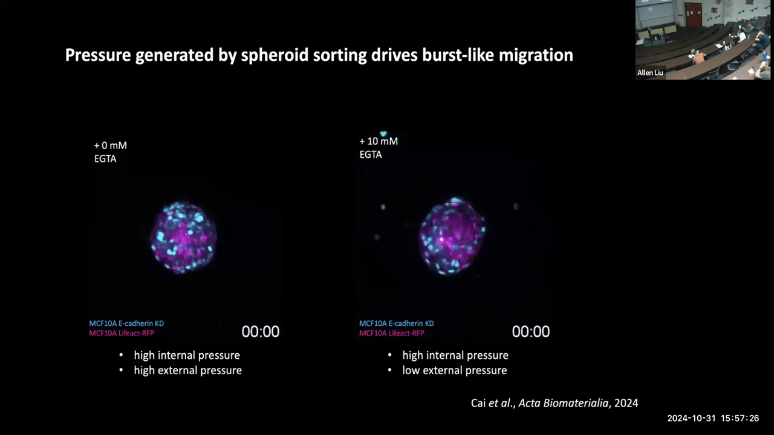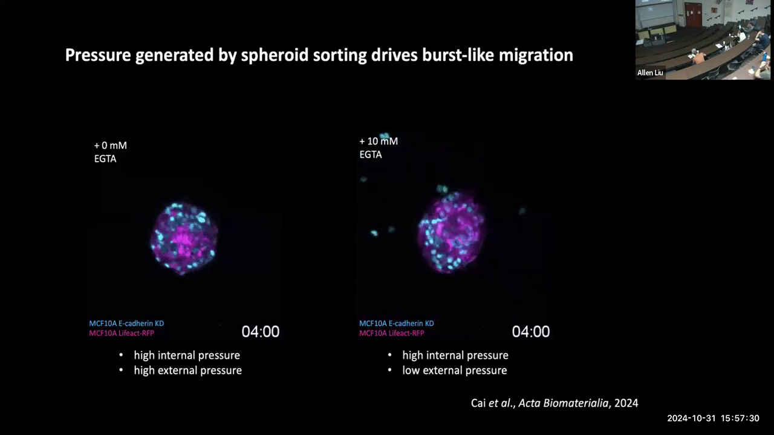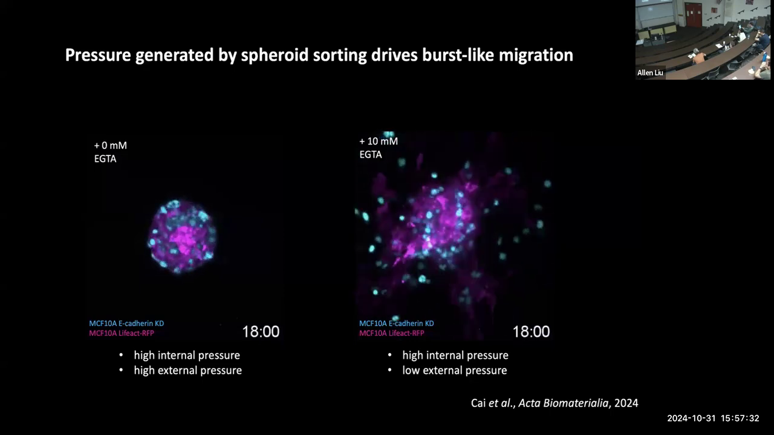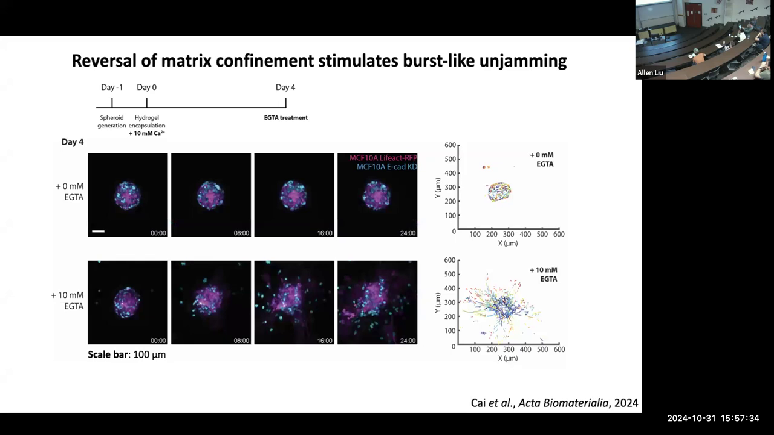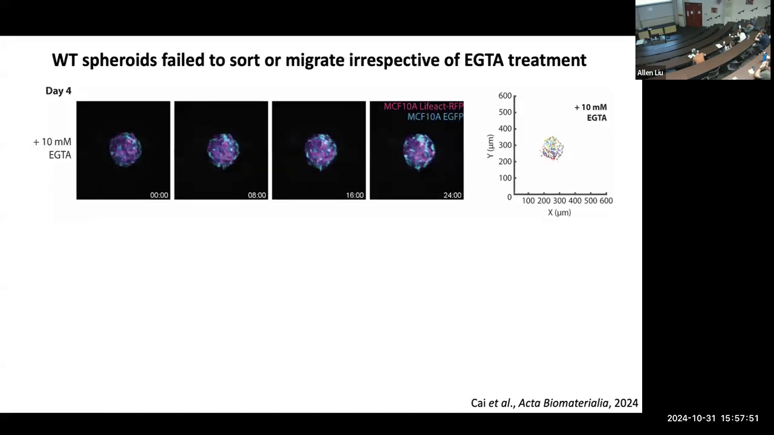So we have high internal pressure, but when we lower the pressure from the outside, then the cells have basically escaped out. This depends on sorting, right? So this is sort of a montage of time-lapse images, and we can track the cells, and they're basically leaving out of this, potentially on these collagen fibers. But like I said, this depends on sorting, and we can do the experiment when we don't have sorting, right?